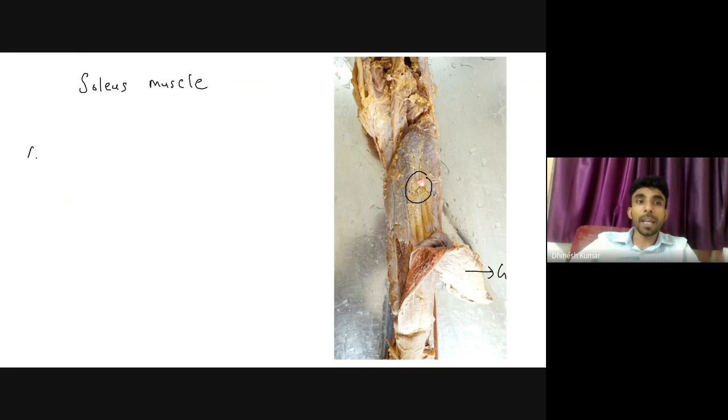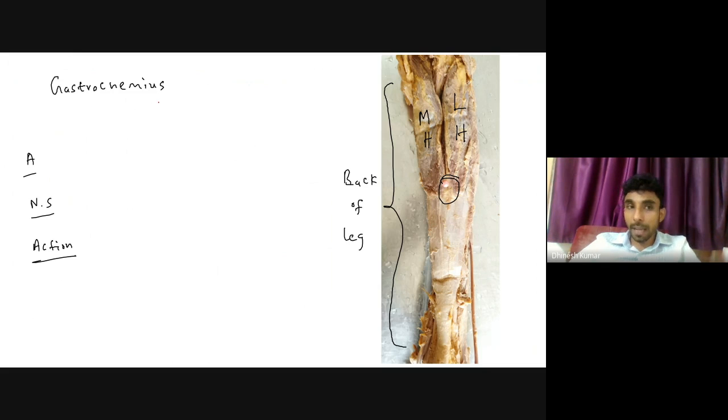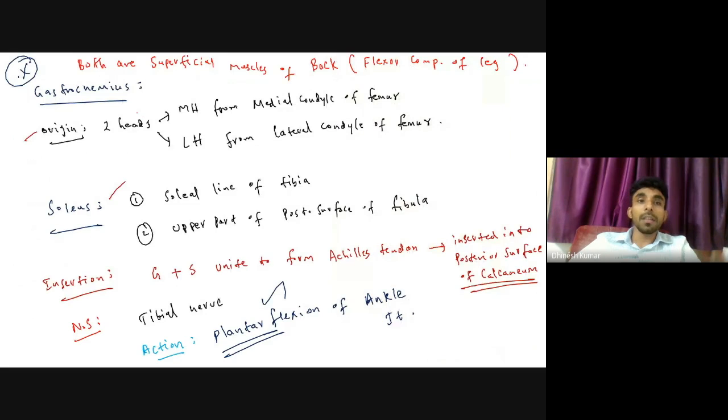Here also we have to take care of attachments, nerve supply, and action of soleus. Sometimes the peculiarity of the pinned structure may be asked as a question. So let's discuss the subquestions for the gastrocnemius muscle as well as the soleus muscle. See this slide which shows the origin, insertion, nerve supply, and action of both muscles.